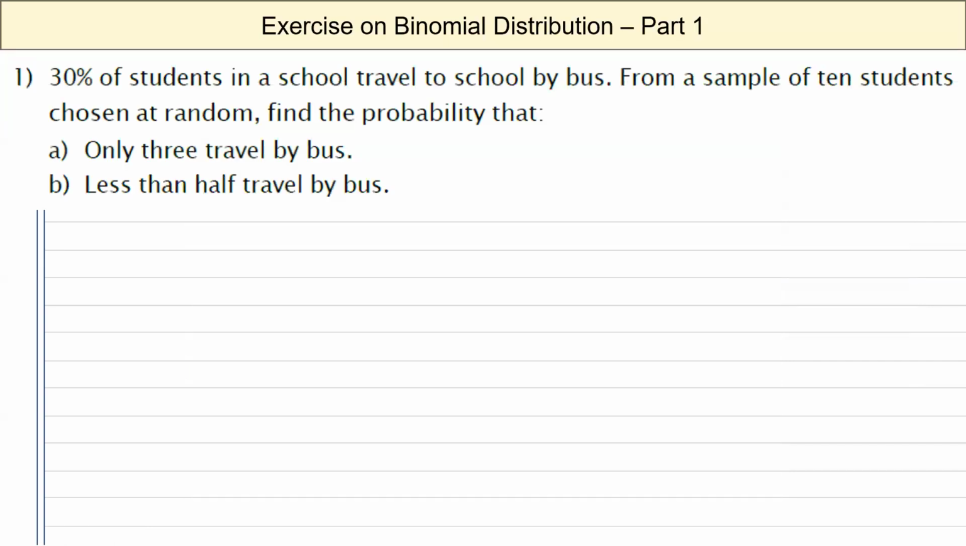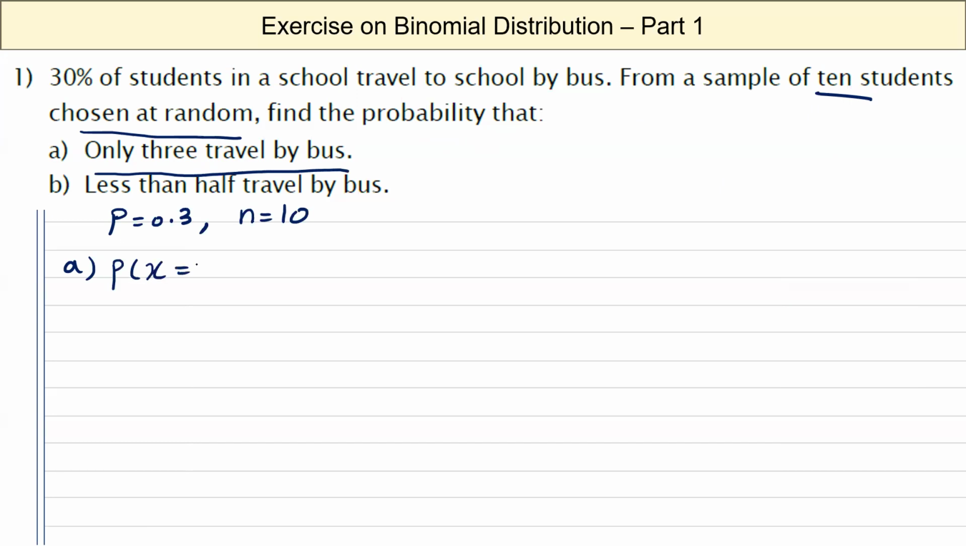Let me start by solving question number one. 30% of students in a school travel to school by bus, so the probability here is 0.3. From a sample of 10 students chosen at random, the number of trials here is 10. Find the probability that A, only 3 travel by bus, meaning 3 students. So I'd like to calculate the probability of X equals 3.